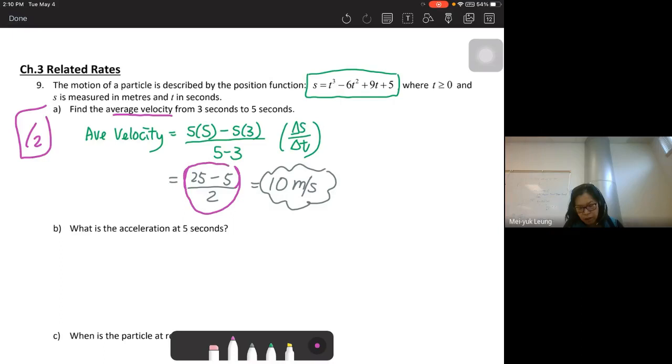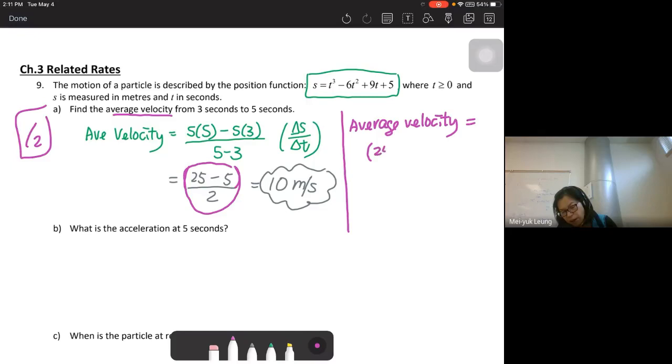Okay, 25 minus 5 and then divided by 2. So when you think about entering this response using your keyboard, you can say, okay, I'm finding the average velocity, and that is equal to, so open a bracket for 25 minus 5 and then divided by 2, and that is equal to 10 meters per second.